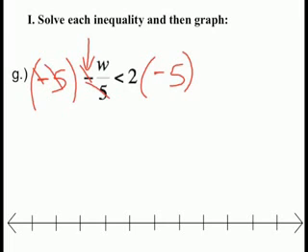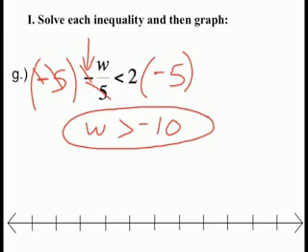Here the negatives cancel each other out on the left and the 5s cancel each other out, and we're left with the w. But now, when you multiply by a negative, remember you have to flip the inequality, so it's w is greater than negative 10.